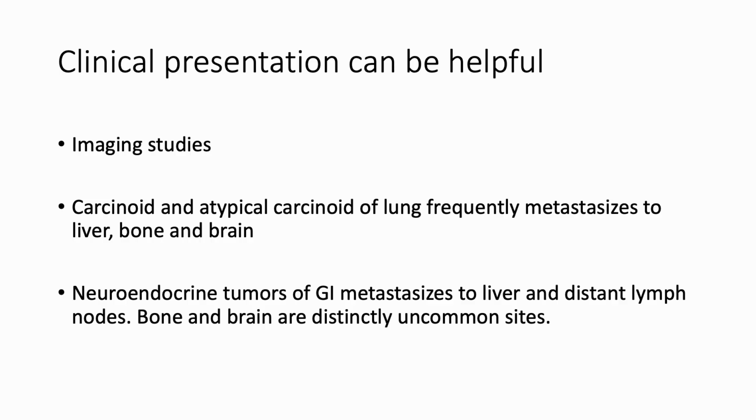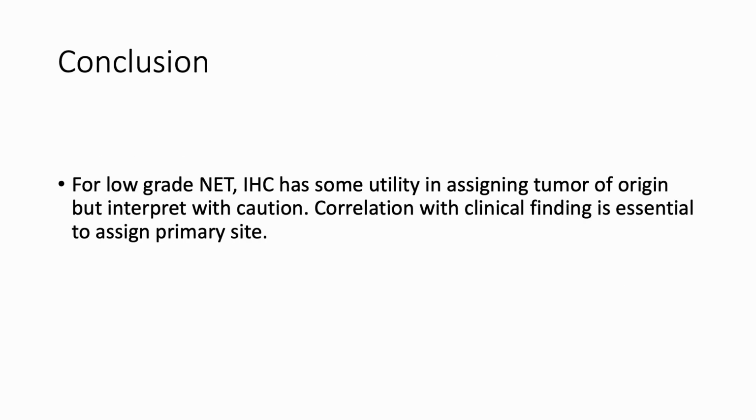Fortunately, we have additional tools beyond immunohistochemistry to help identify the primary site. Imaging studies are often very helpful in locating the origin of metastatic neuroendocrine tumors. Clinical presentation can also offer important clues. Lung carcinoid tumors and atypical carcinoid frequently metastasize to the bone and brain, whereas these sites are uncommon for gastrointestinal neuroendocrine tumors. Therefore, in low-grade neuroendocrine tumors, immunohistochemical stains can be useful in suggesting the primary site. However, these results must be interpreted with caution. Correlation with clinical findings and imaging is essential to ensure accurate diagnosis and avoid misclassification.